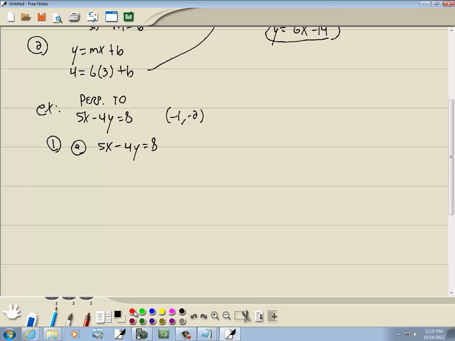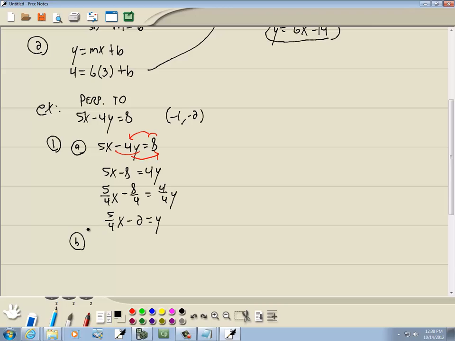So we want to solve for y. I'm going to take negative 4y to the right side, take the 8 to the left side. So we got 5x minus 8 is equal to 4y. Try to get y by itself, so we're going to divide everything by the number in front of our y, which is 4. So we got 5/4 x minus 8 over 4 equals 4 over 4y. So we got 5/4 x minus 2 equals y.